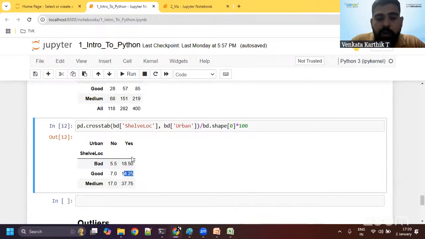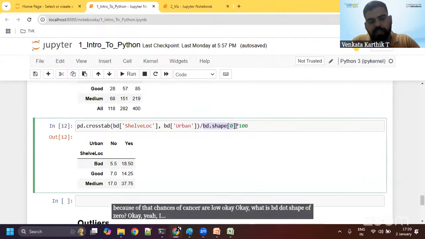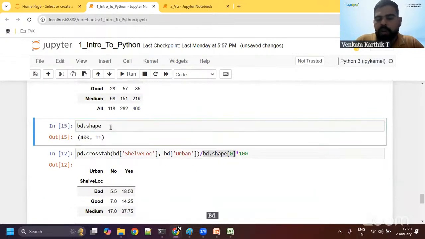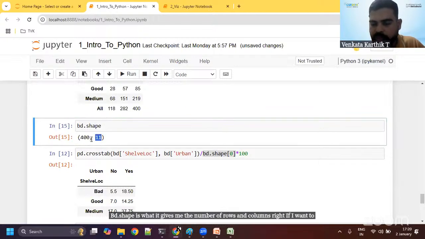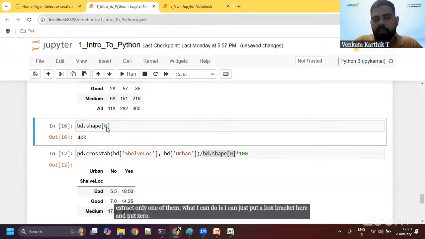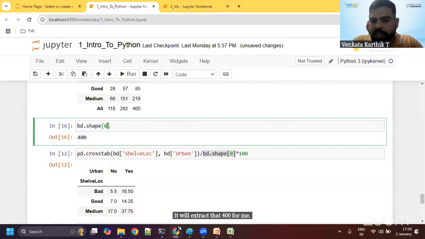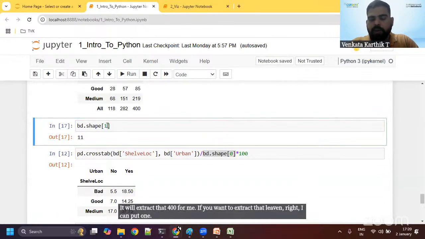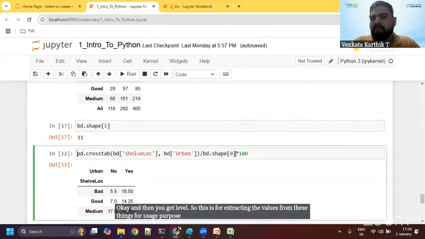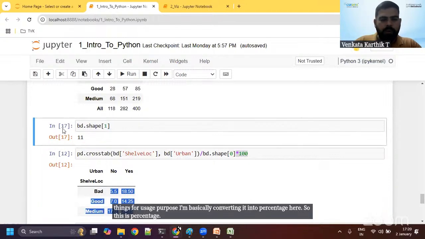Okay. What is BD dot shape of 0? These things, they may have a little bit of it. See, BD dot shape gives me the number of rows and columns. If I want to extract only one of them, I can just put a box bracket here and put 0. It will extract that 400 for me. If you want to extract that 11, I can put 1, and then you get 11. So this is for extracting the values, for usage purposes. I'm basically converting it into percentage here. So this is percentage.